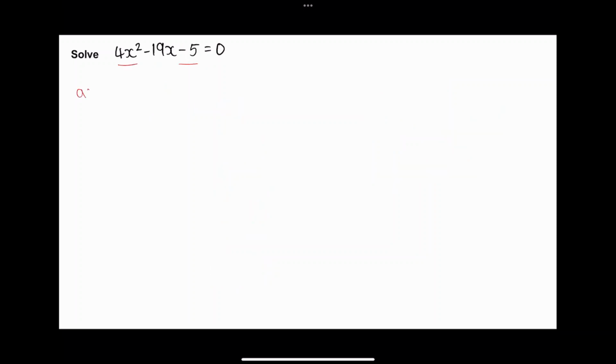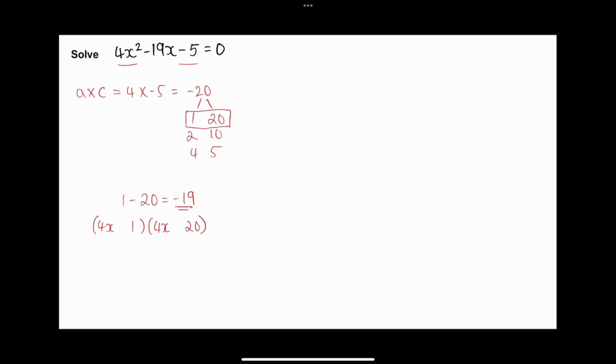Let's try another question, not just factorising it, but we will also have to solve it. The question is to solve 4x squared minus 19x minus 5, which is equal to 0. Once again, we will multiply the a and c values, which gives us minus 20, and think of its factors which add or subtract to give us negative 19. The factors would be 1 and 20, and 1 subtract 20 gives you minus 19.